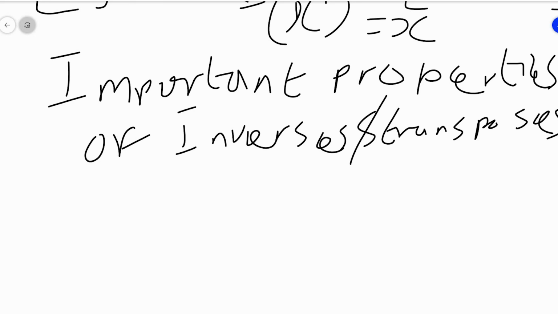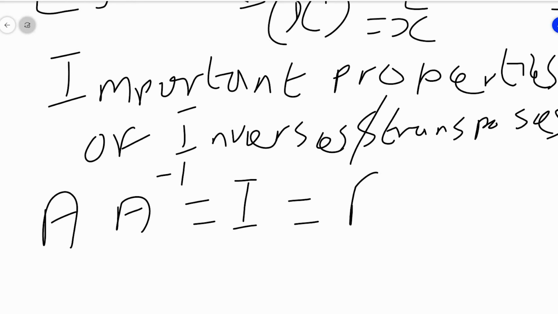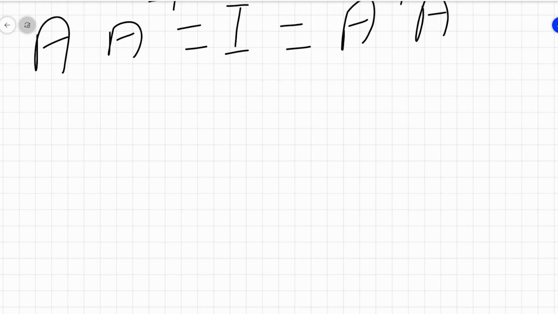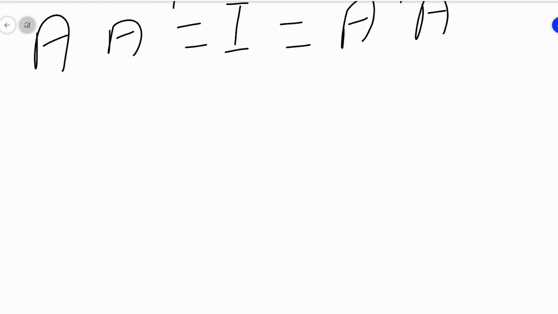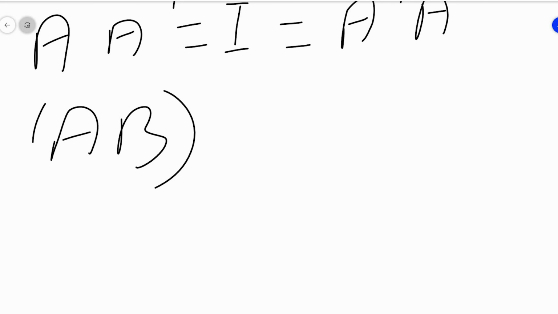The first one is A multiplied by A inverse, which is equal to A inverse multiplied by A. I've already mentioned that the other time. Moving on from there, we have another one: (AB) inverse is equal to B inverse multiplied by A inverse.